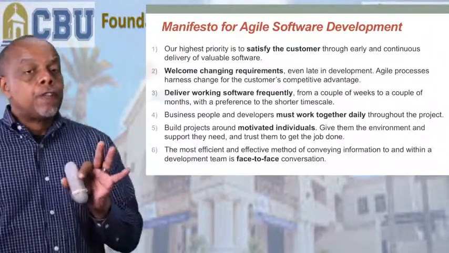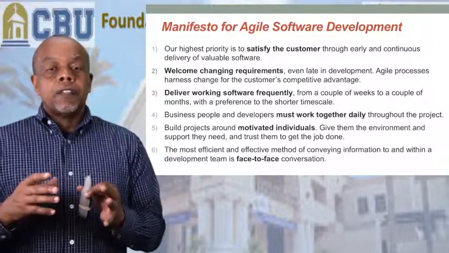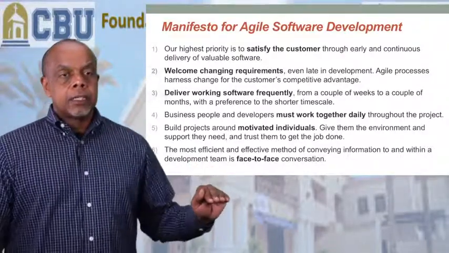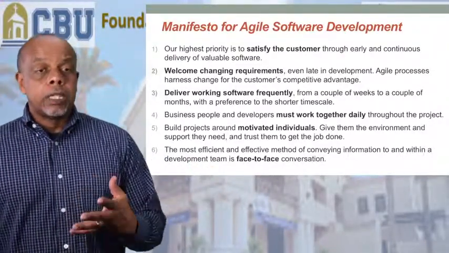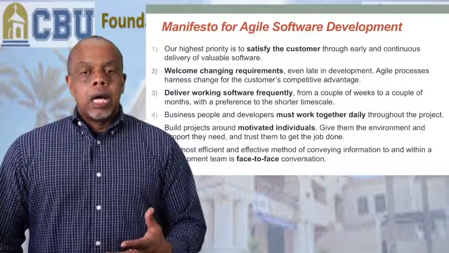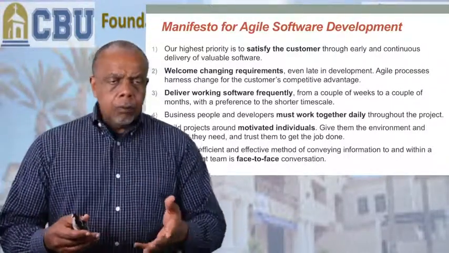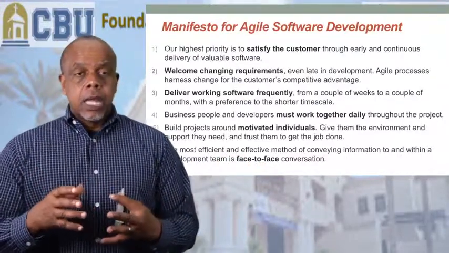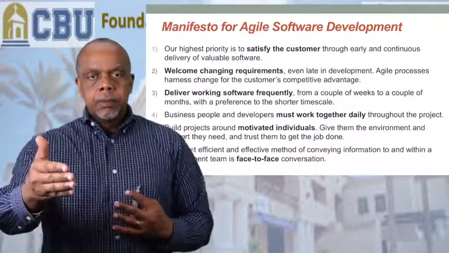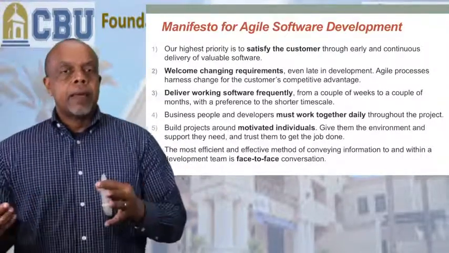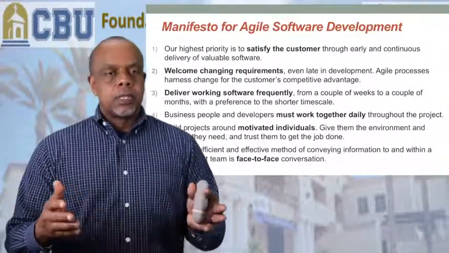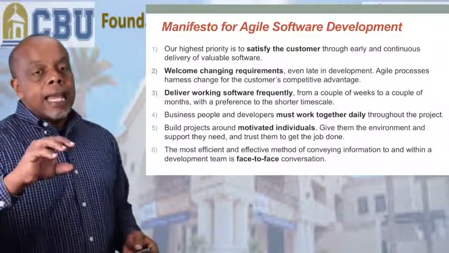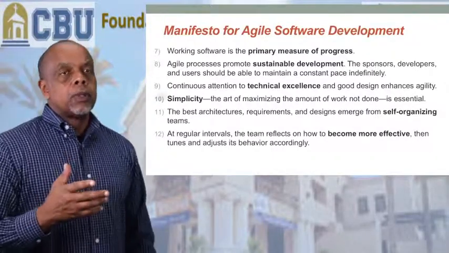Number 6 is what? The most efficient and effective method of conveying information to or from a development team is what? Face to face. Now we say face to face, but we're also talking about collaboration tools, things like Zoom and all these other tools. Now we can collaborate, but it's still face to face. It's not just sending a document with changes on it that they send back, and we go back and forth with this document over email or sneakernet mail. Now it's face to face. We capture everything right there where we need them.